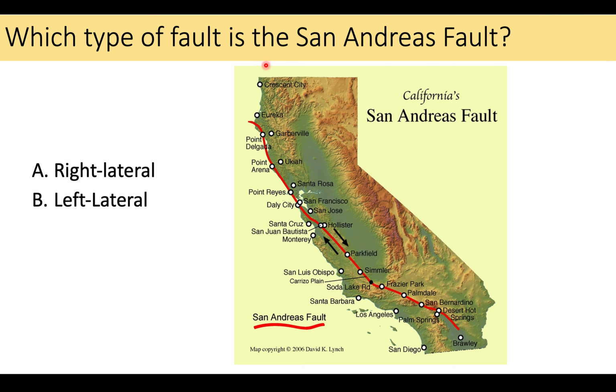If we were standing in Washington or Oregon, and looking towards California, that means I would have to flip my computer screen around, our right would still be moving towards us. So no matter which way you look at it, this is a right lateral strike-slip fault, the San Andreas.